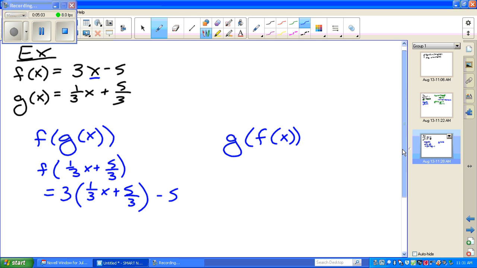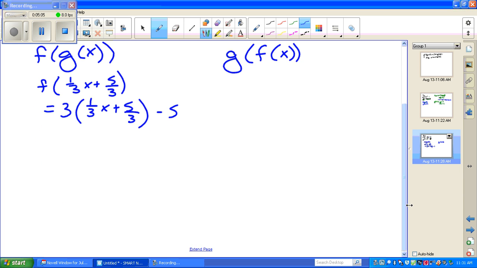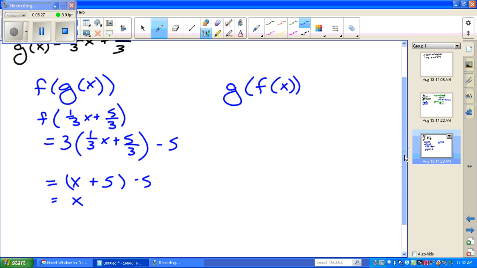So I have to go through and simplify. And when I simplify this, I multiply the 3 through, which is nice, gets rid of all those fractions. That's why I said sometimes some nice things happen. So I get 3 times 1/3, which is 1, so it's x, plus 3 times 5/3 is 5. And then I still have this subtracting 5. Therefore, I get simply x. So f of g of x in this case simplified nicely, and we ended up with x.